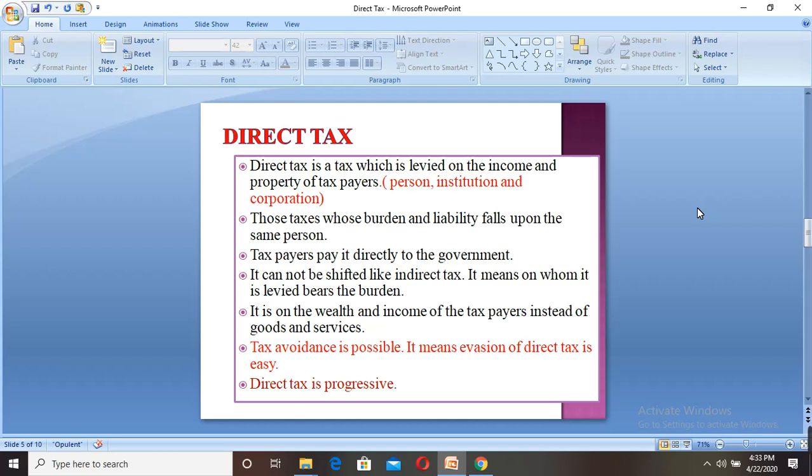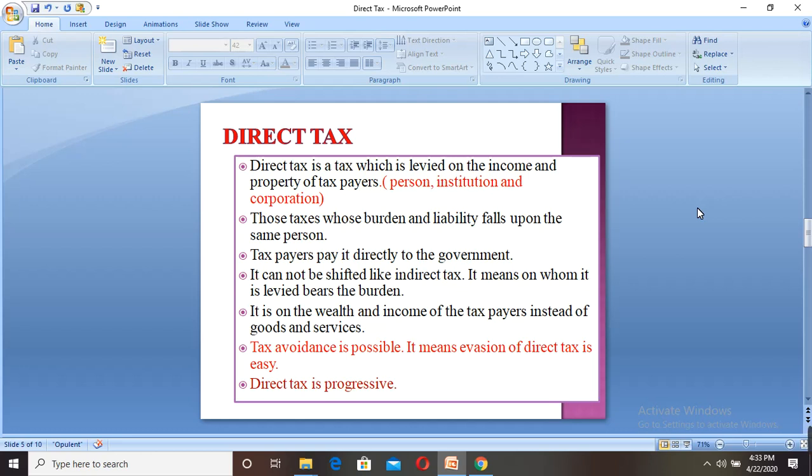One thing in direct tax we can see, tax avoidance is possible. Citizens can deceive the government very easily because if the policies and strategies of the government are not so strong and solid regarding collecting the direct tax from the citizens, citizens themselves may not pay the tax to the government. So the government is deceived by its citizens very easily from this direct tax. So it means evasion of direct tax is easy.